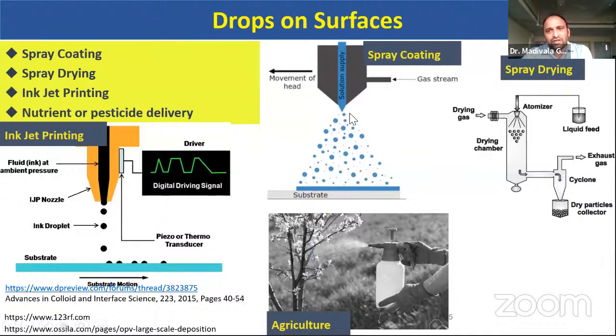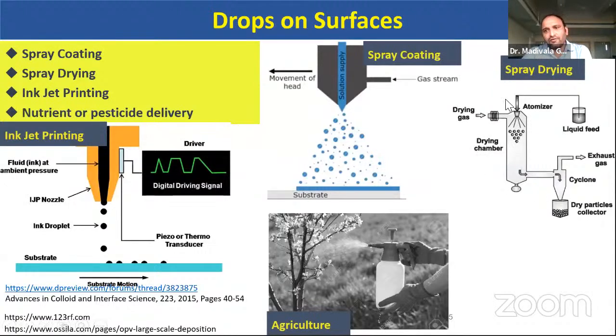An example could be a spray drying process where you have a complex fluid solution that comes out. You introduce a gas stream to atomize the droplets, and these droplets are collected on a substrate, leaving a nice coating of the material on the substrate. You could think of inkjet printing. You can generate droplets on demand, look at their deposition on substrates, and use it for creating some interesting patterns. For example, printed circuit board manufacturing uses such a technology.